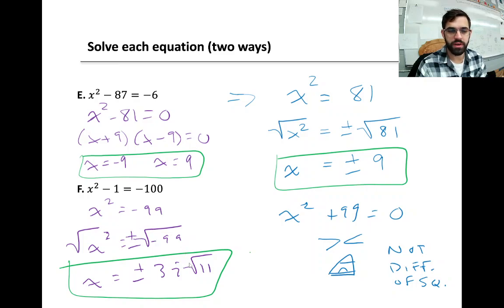Again, the negative comes out as an i. We can factor out a 9, which comes out as a 3, leaving 11 in the root. Yeah, it's not difference of squares. How sad.